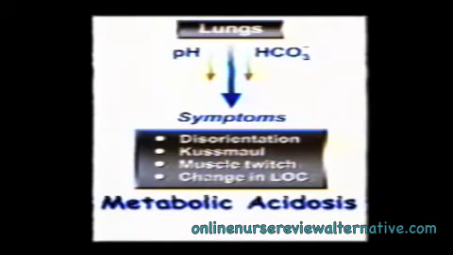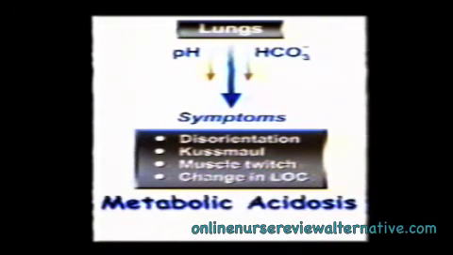So if you have metabolic acidosis, remember then from that diagram that you're seeing that the pH will be down, the HCO3 will be down, and of course the symptoms will include those that we've talked about: disorientation, change in the level of consciousness, small respirations, which are an irregular type of respiration, and they are very slow, and eventually muscle twitching as a result of that decrease in the HCO3.